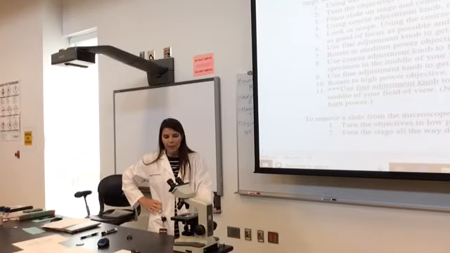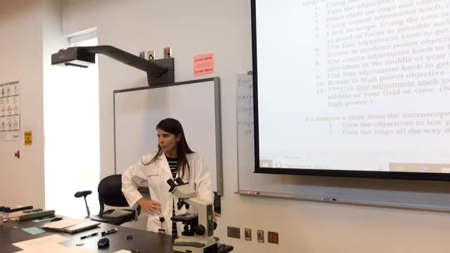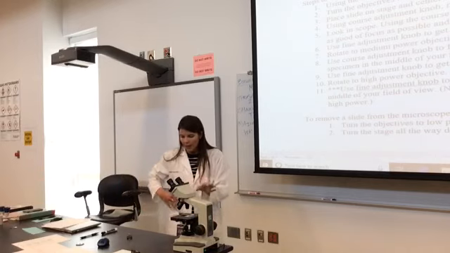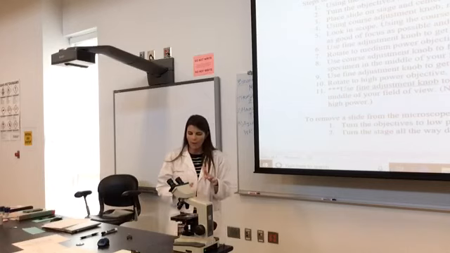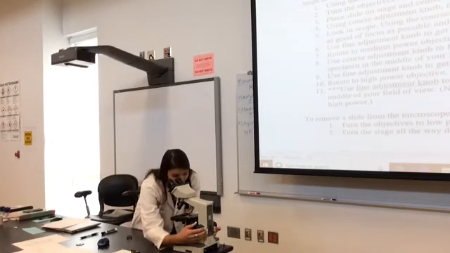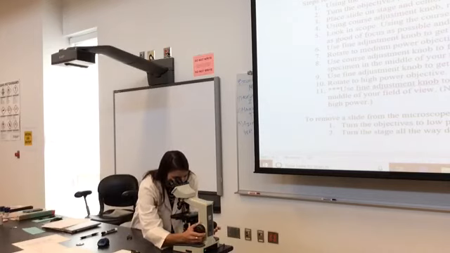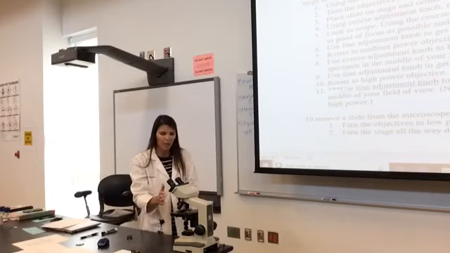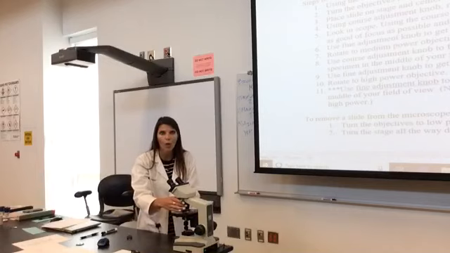I am in low power. My stage is all the way down. I have not looked at my specimen yet. Now that I have done all the prep work, I'm going to look through my oculars, and I'm going to use my coarse adjustment knob to move my stage all the way up or until I can see something, and I can see something right now, and it is very clear. I'm going to use my stage adjustment knobs to move my specimen to the middle, and then I'm done on low power. I need to go all the way to high.